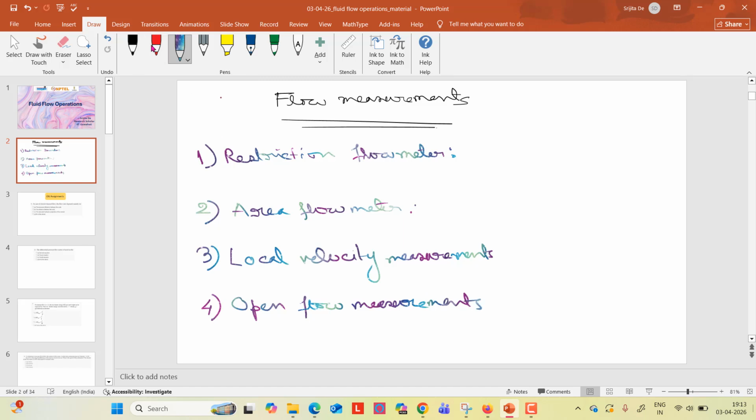Under restriction flow meter, there are two types of instrument we can use. The first one is the orifice meter. We will come to each one of these instruments later in detail. For the time being, remember this is the orifice meter, and the second one is the Venturi meter. Okay.